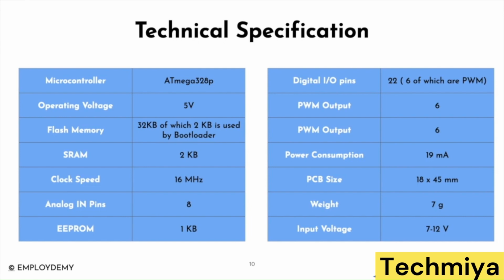What is the size of the PCB? It is 18 into 45 mm, that is 1.8 centimeter width, and the height is 4.5 centimeter. Now talking about the weight, it is 7 grams. It has a very small weight, that is 7 grams, and the max input voltage this microcontroller can take is 7 to 12 volts. So this is about the technical specification of the Arduino Nano.